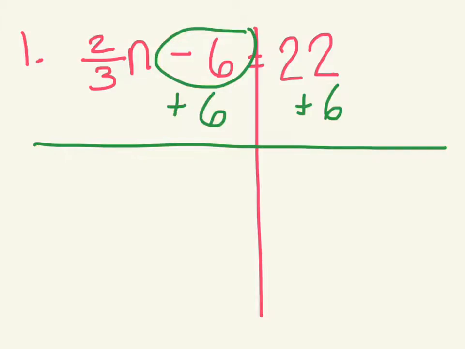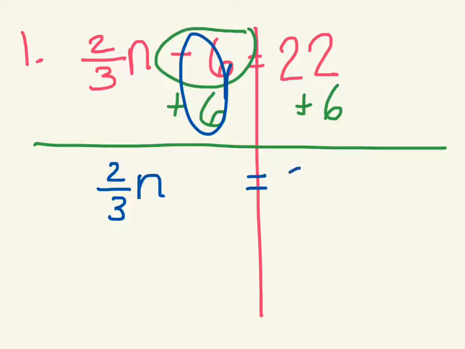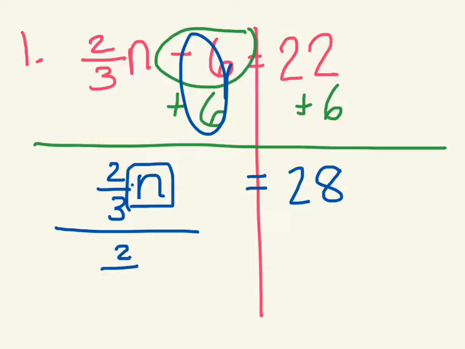Now, the negative 6 and the positive 6 made a 0 pair. So those got canceled out, but I still have 2/3 n over here. On my other side, I have 22 plus 6, which is 28. So 2/3 times something, times this n, will give me 28. And the way I find that is I do the opposite of multiplying. Right now, 2/3 is being multiplied by n. So I need to divide by 2/3 on both sides.